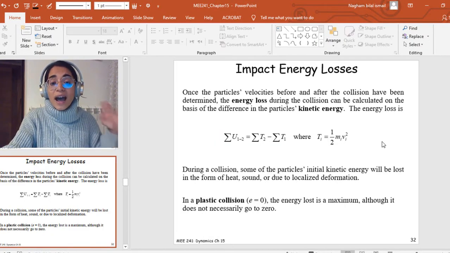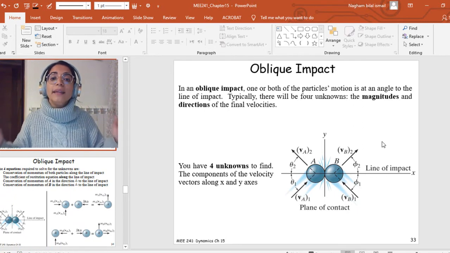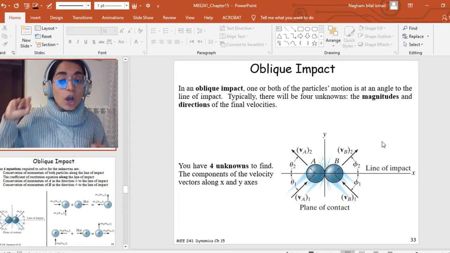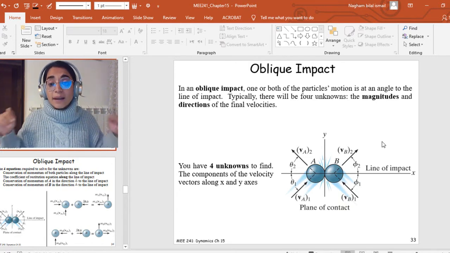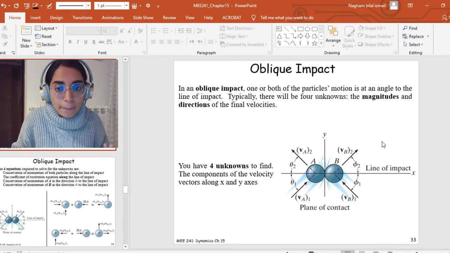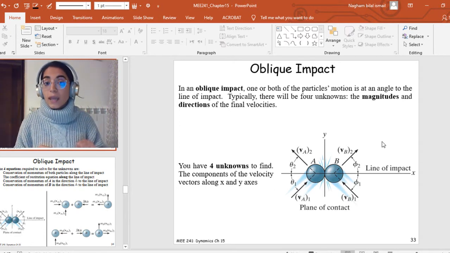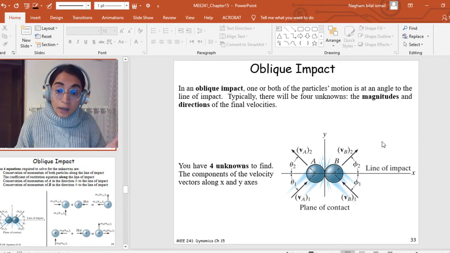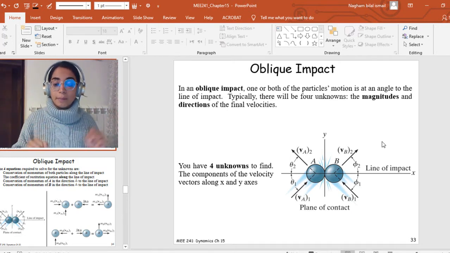Now, what if I have an oblique impact? In case of oblique impact, at least one of these two velocities will have an angle with the line of impact. But since I have an oblique impact, which means each velocity can have two components, then I'm going to have four unknowns: VAX, VBX, VAY, VBY, for example, after the impact, if I know them before impact.